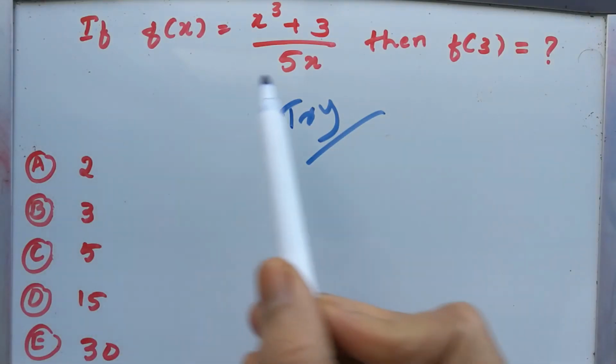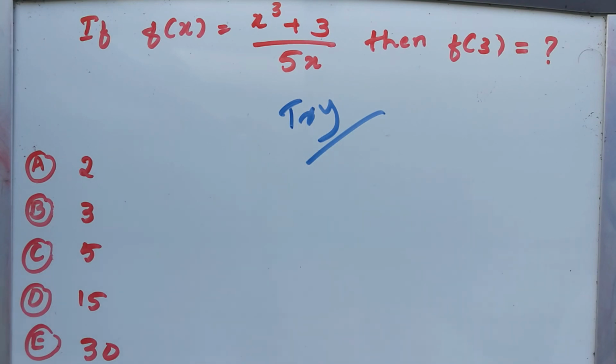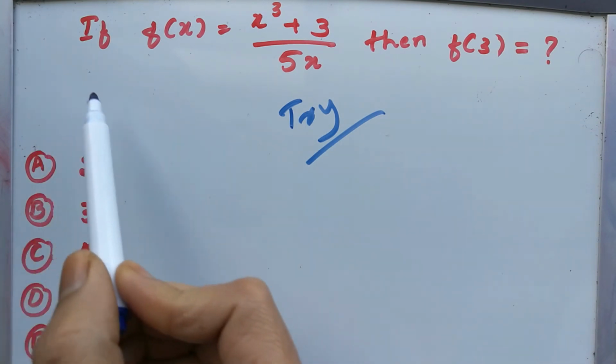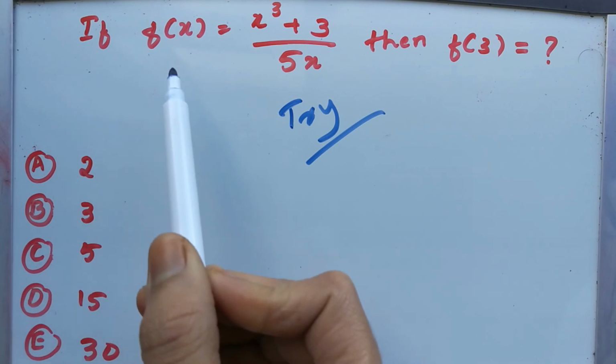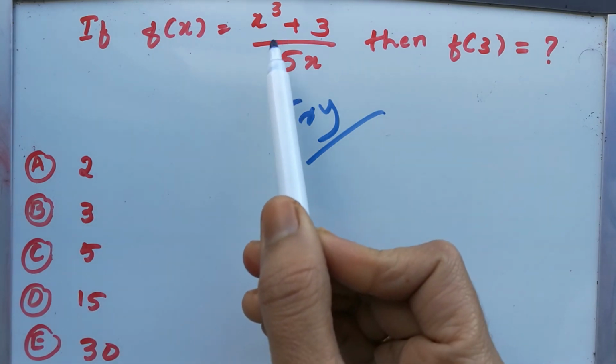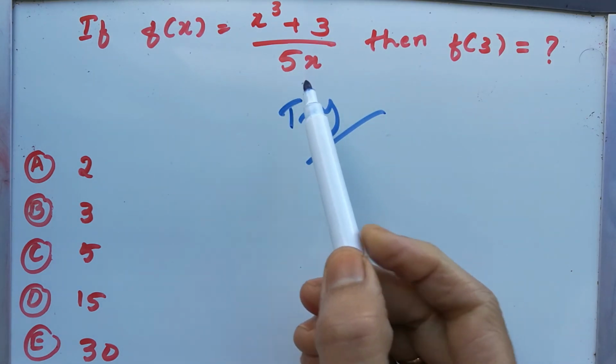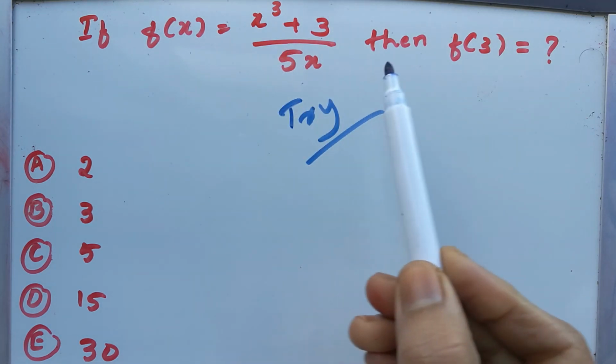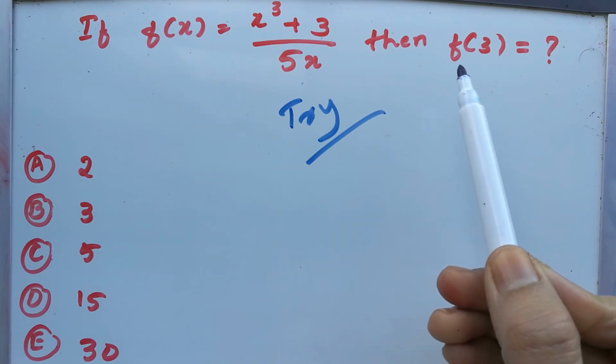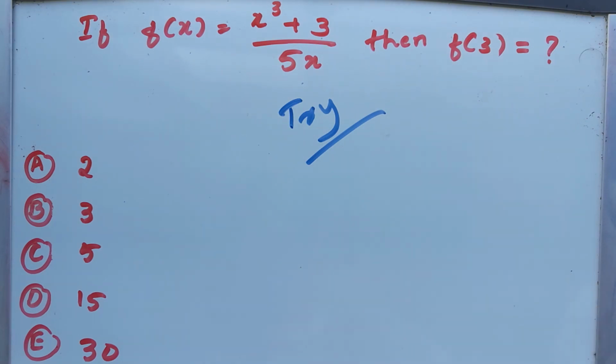I will leave this question for you to solve. So try this question. If f of x, function of x, is equal to x to the power 3 plus 3 divided by 5 times x, 5x being 5 times x, then what is the value of f of 3? That is, what is the value of the function at 3? Try this. I have already solved similar type of questions in my last video. So if you have watched, you can solve this question easily.